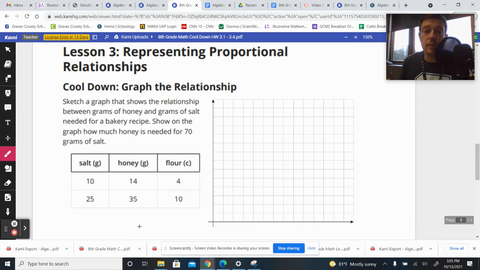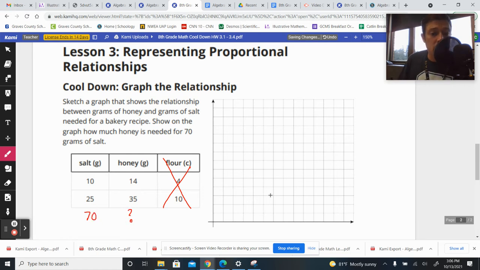Let's jump right into it. We're going to graph this relationship. You had two in class like this with your group, so this should look very familiar. We're going to sketch a graph that shows the relationship between grams of honey and grams of salt. So, salt and honey. The flour is pointless for this particular relationship. We're going to show on the graph how much honey is needed for 70 grams of salt. So, 70 grams of salt. We need to find out how much honey that's going to be.